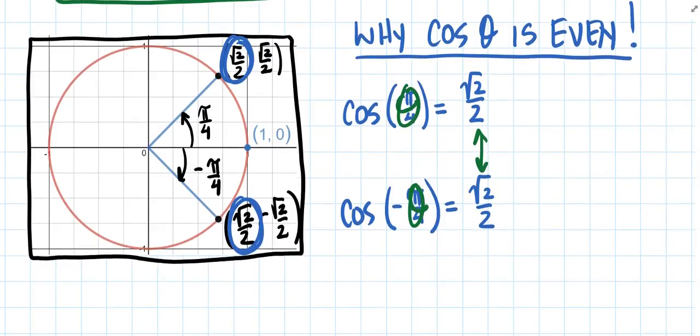Now this works anywhere in the unit circle. I could have drawn another angle and called this angle theta and drawn the negative of that, negative theta. The x values would end up being the same. So therefore, it is true that cosine of theta is an even function.